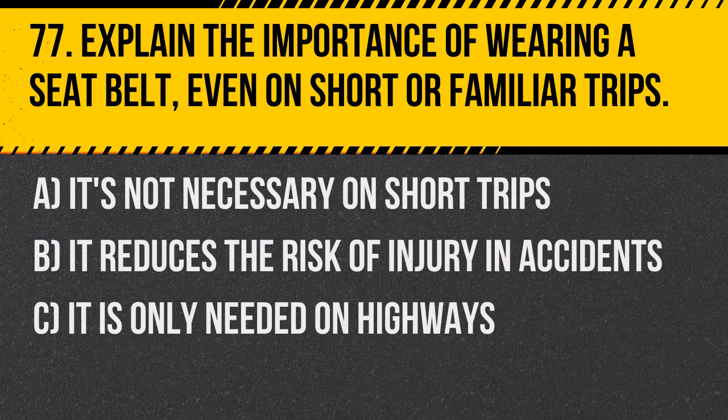Question 77. Explain the importance of wearing a seatbelt, even on short or familiar trips. A. It's not necessary on short trips. B. It reduces the risk of injury in accidents. C. It is only needed on highways. Answer: B. It reduces the risk of injury in accidents. Seat belts are essential for safety at all times.